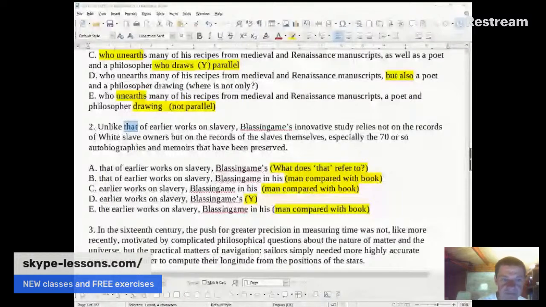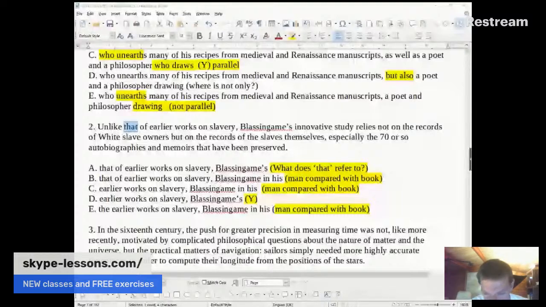In D, we've got it right, because here we've got "unlike earlier works on slavery, Blassingame's innovative study." So we're comparing Blassingame's innovative study with other studies on slavery, earlier works on slavery, other innovative studies. So this is what we need. We're comparing like with like. D is correct. And E, again, we're comparing man with book. So you can see most of the problems there are comparing man with book. But also be aware that pronouns must refer clearly to something. And if they don't, then they're always going to be the wrong answer on this exam for sure.